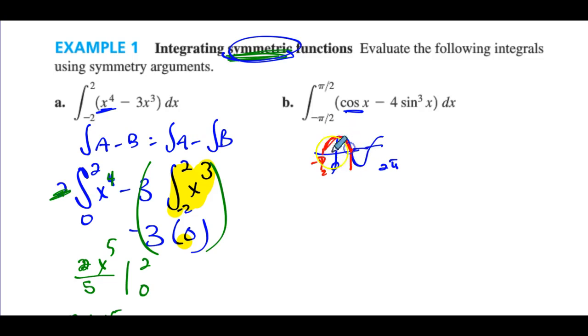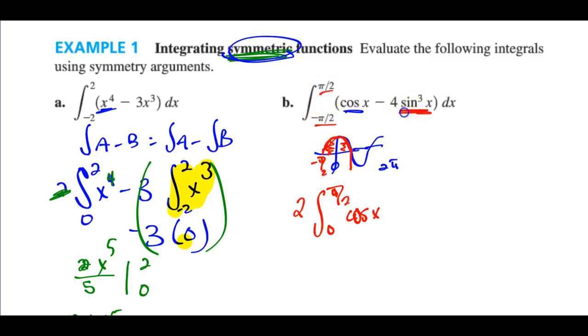So now you can see that's an even function because that area is the same as that area. So I'm going to double it. 2 times the integral from 0 to pi/2 would give me the same area as the whole integration between -pi/2 and pi/2.